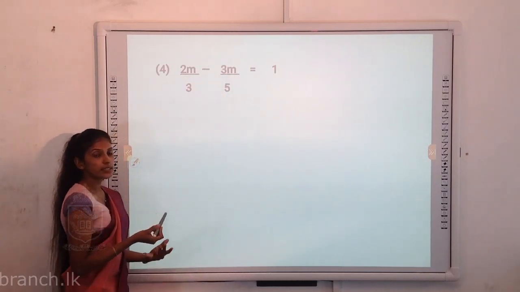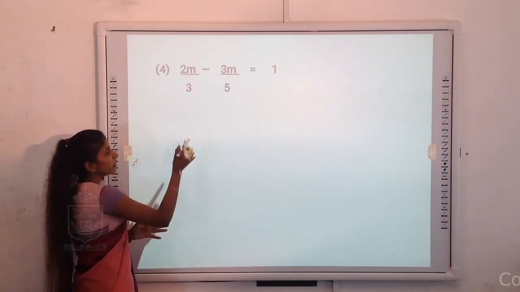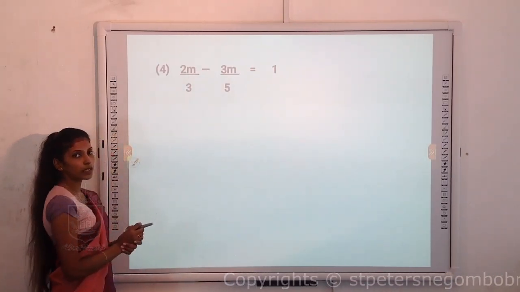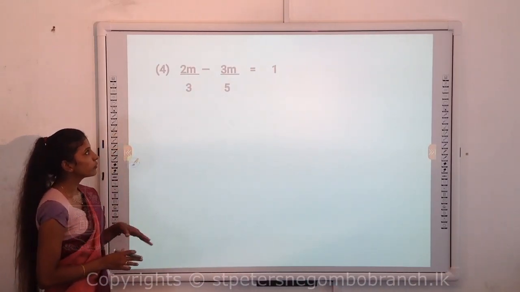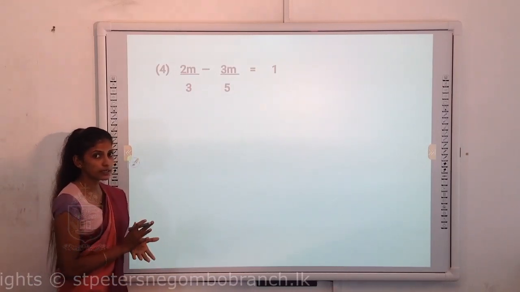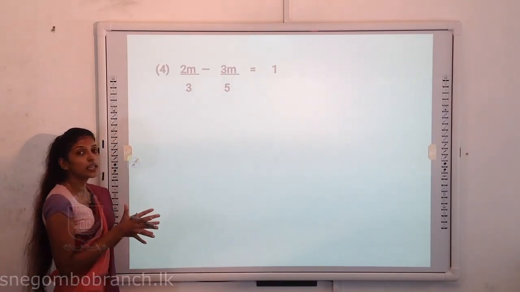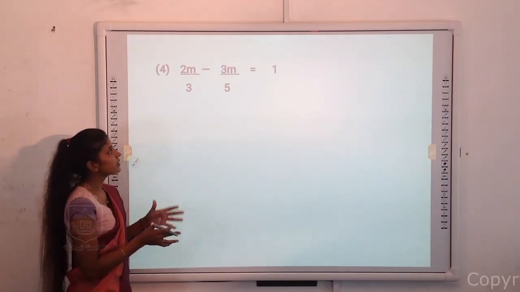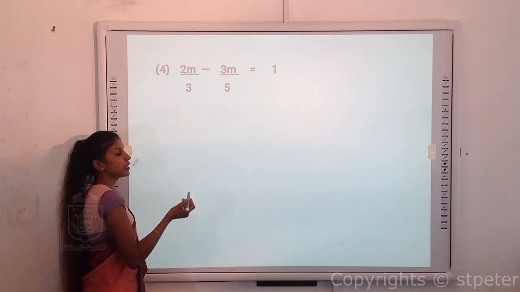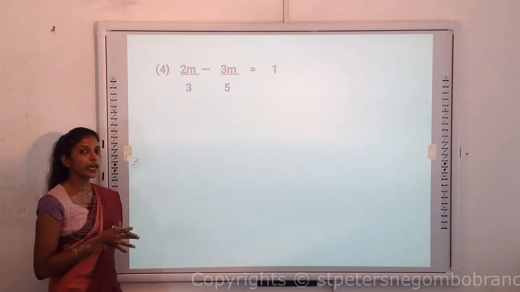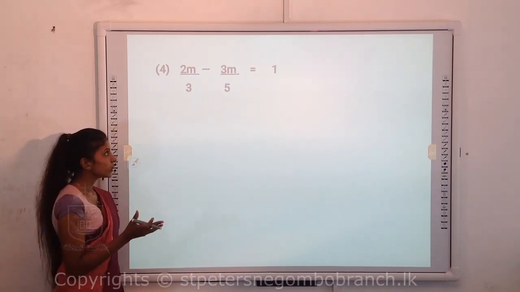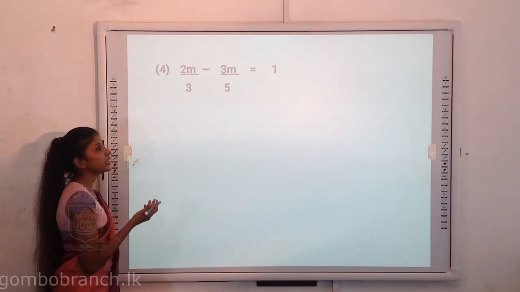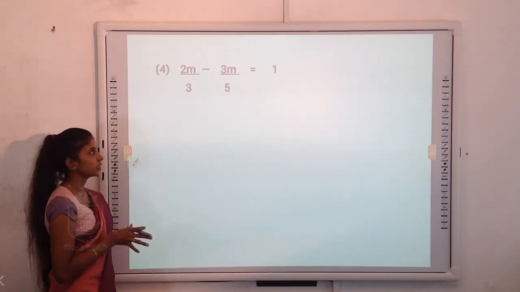We know that in simplifying fractions, if the denominators are common, we can simplify the numerator part. So what we have to do is make the denominators common, or we can cancel the fraction part. There are two ways of doing it. We can cancel the denominator. How can we cancel? We can multiply by the LCM. So what is the LCM of 3 and 5? LCM of 3 and 5 is 15.